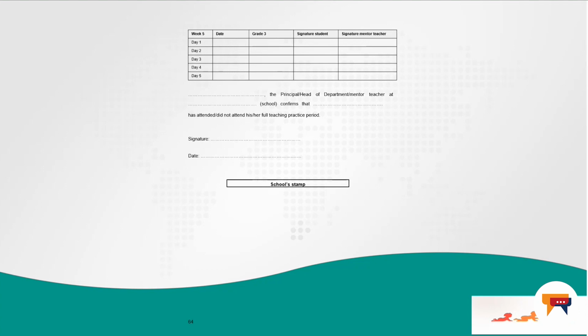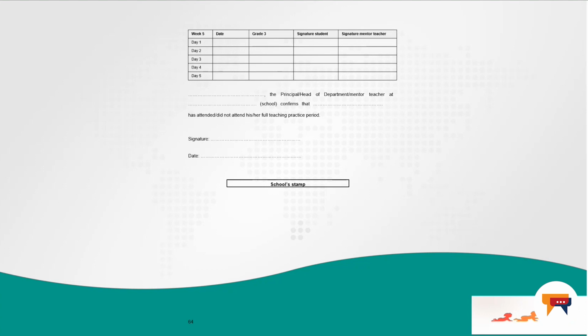confirms that Marietta van der Merwe has attended her full teaching practice period. It's the signature of the person, be it the principal, if they indicated the principal, or the head of department or the teacher, the signature, the date, and then the school stamp. Now, let me explain about the school stamp.